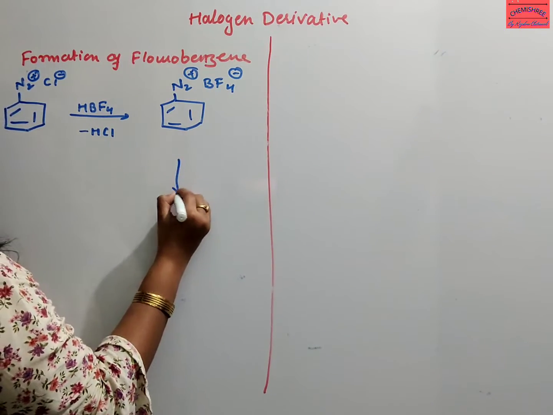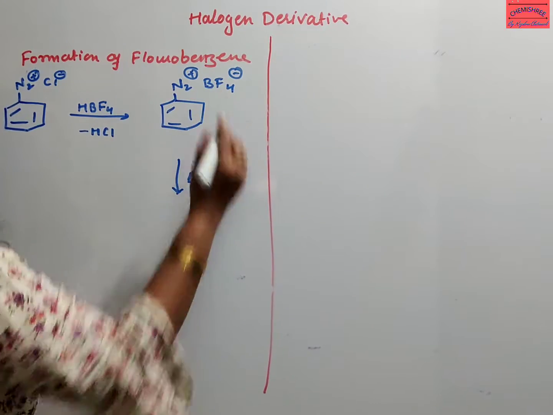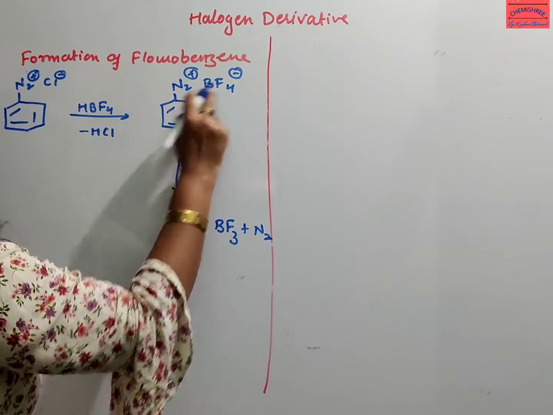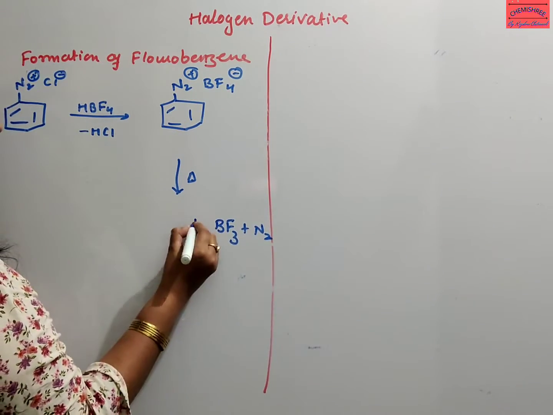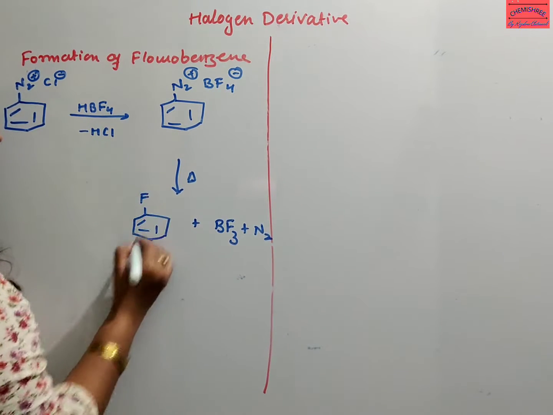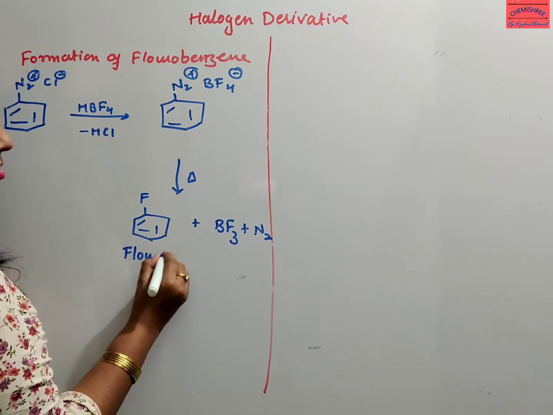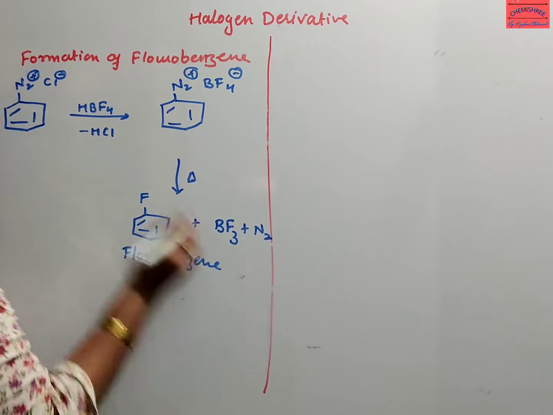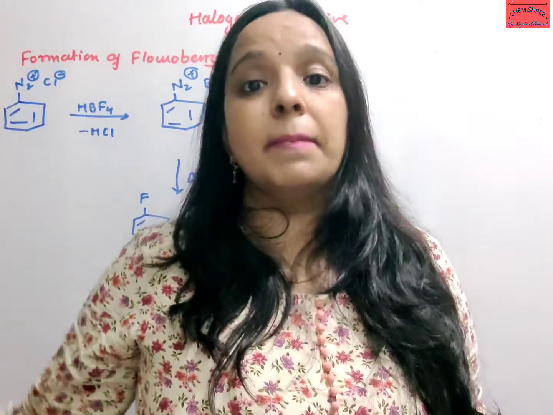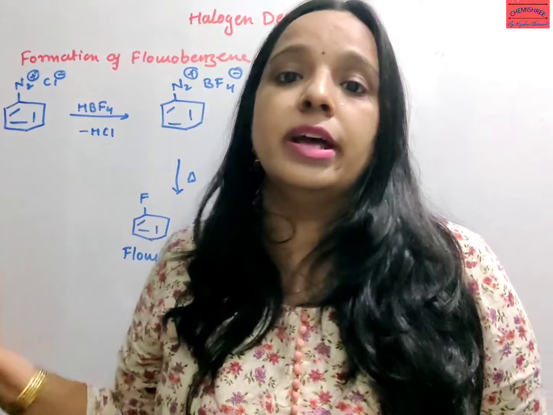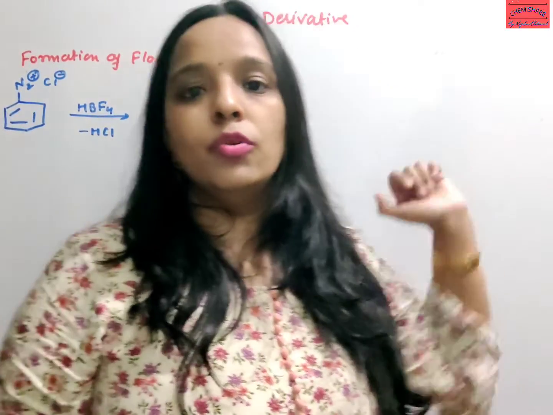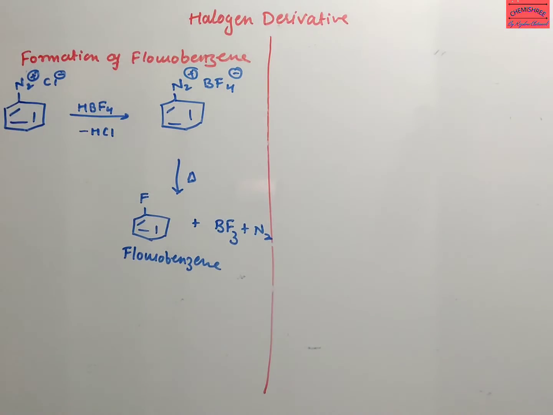Now from this on heating, BF3 is removed, nitrogen removed, and one fluorine that is remaining will come on benzene ring and give you fluorobenzene. Again, this reaction is not given in your textbook in chapter halogen derivative, but it is given in chapter amines. So you can go through that. Please take a screenshot.